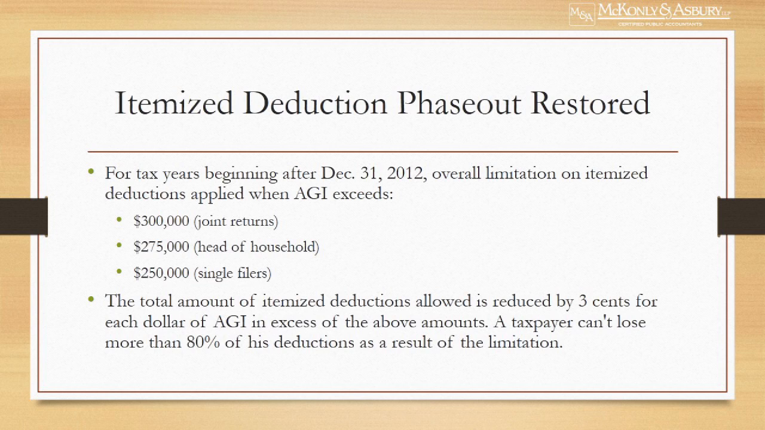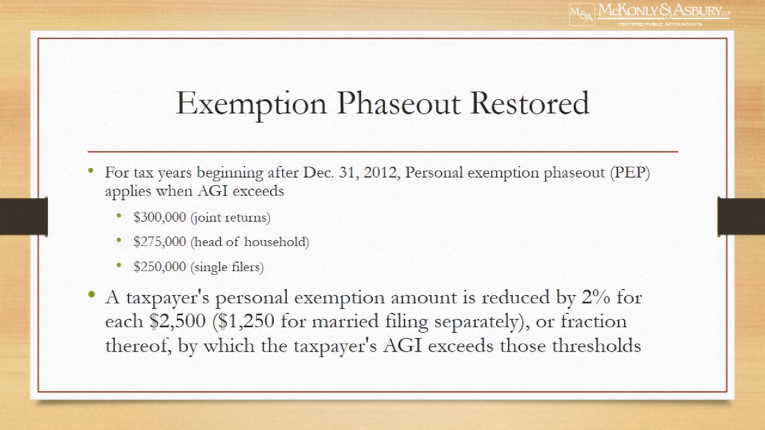Switching to the personal exemption phase out, it's a little bit different. This will actually take down your personal exemptions a little bit further, and the way this works is that you lose 2 percentage points of your personal exemption amounts, which are $3,800 for 2012. They'll be adjusted for inflation for 2013. For every $2,500 that your AGI is above $300,000.